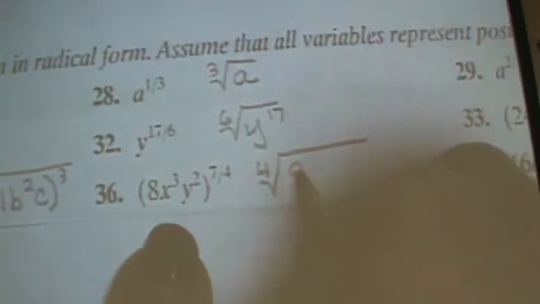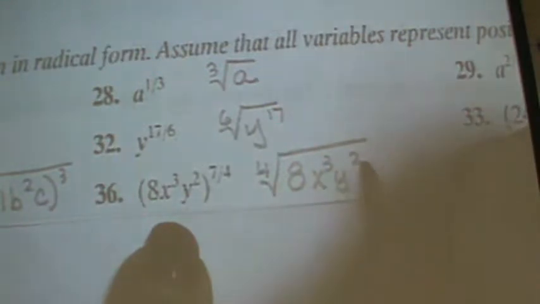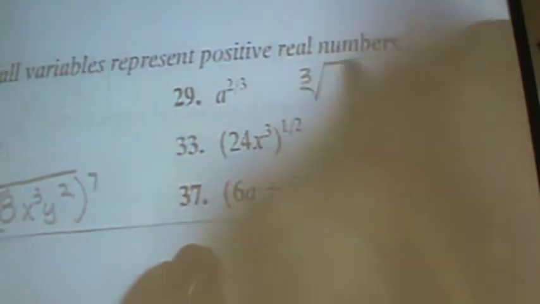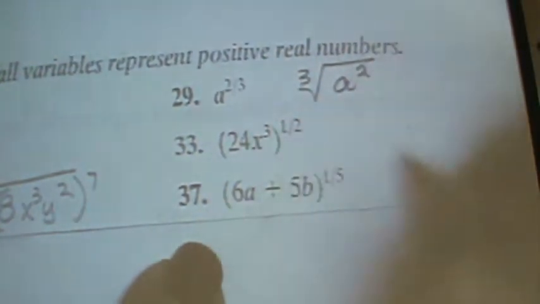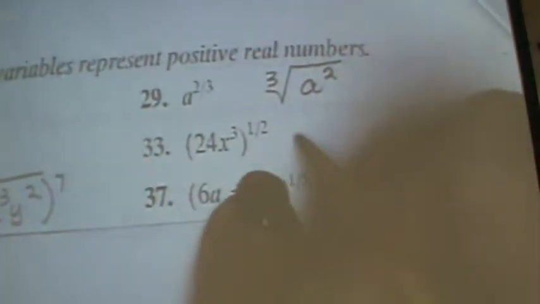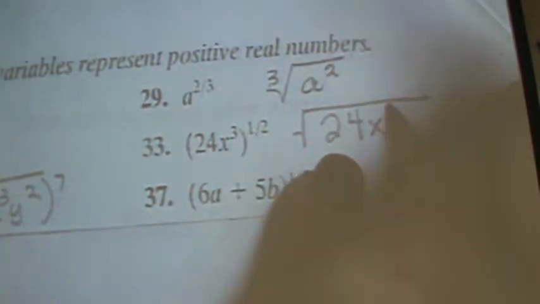36 would be the 4th root of 8x cubed y squared, all of this to the 7th power. And we've got the cube root of a squared. We've got the square root of 24x cubed.